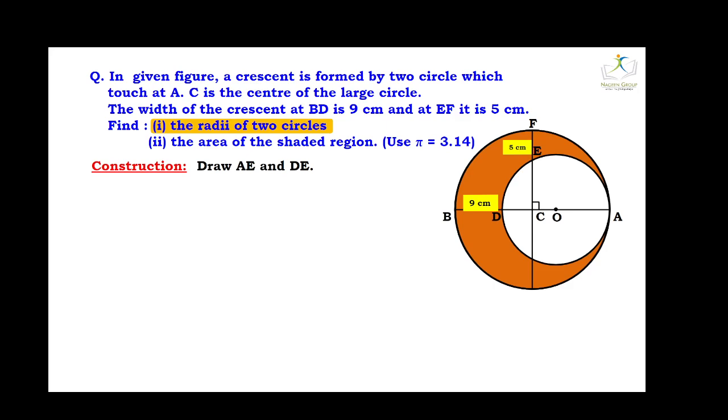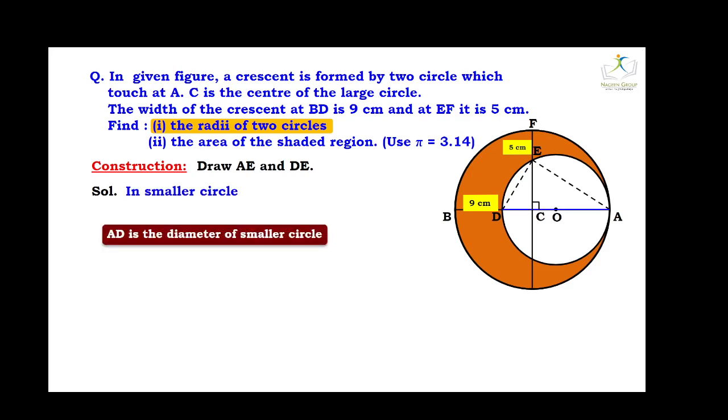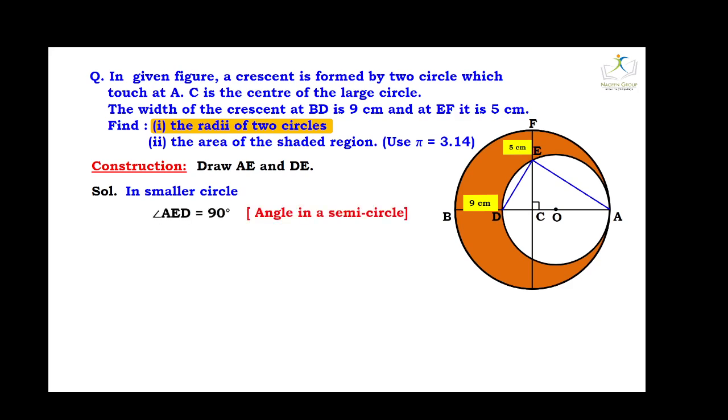We have to draw AE from A to E, and DE. If you draw it like that, it is a semicircle. Now, one thing is very clear, the semicircle makes a 90 degree angle at E. When you take the smaller circle, DA is a diameter. And this is 90 degree. Angle in the semicircle, angle E is 90 degree.